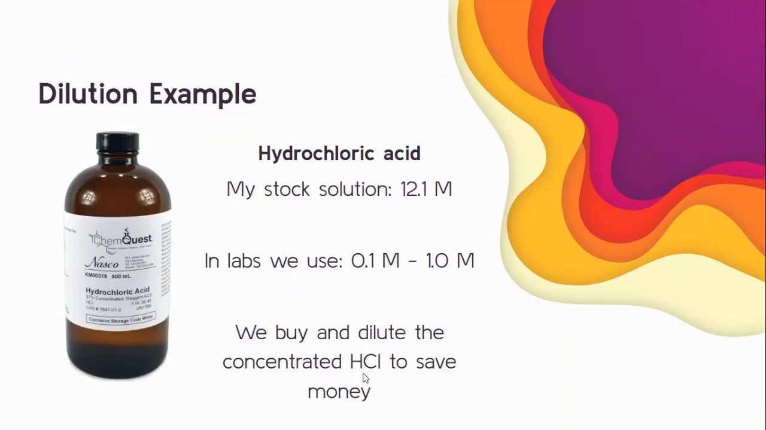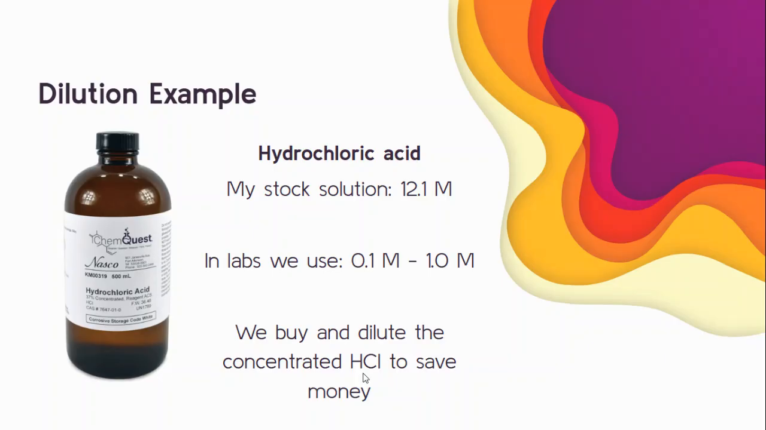So for instance, as a chemistry teacher, I buy lots of chemicals each year, and it is way more cost effective for me to purchase really concentrated solutions. Like hydrochloric acid, I purchase a stock solution that's 12.1 molar, which is way more concentrated than we ever use of hydrochloric acid. So I'm able to just use that stock solution that's super concentrated and dilute it to make the concentrations that we use in the lab, which are anywhere from 0.1 to 1 molar, so very dilute.